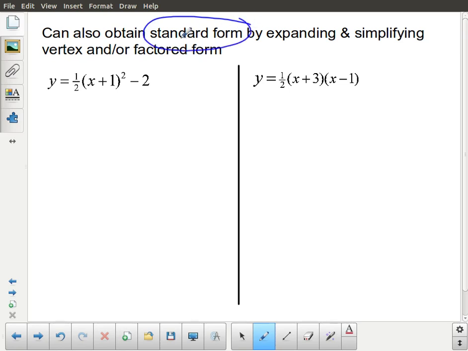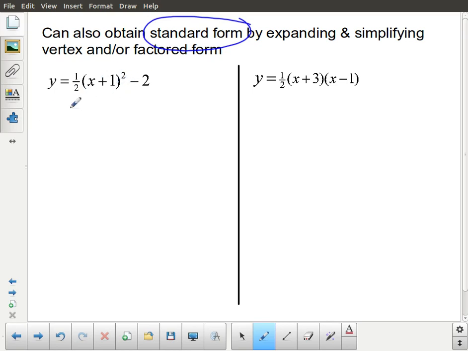Standard form is simply the expanded form. We get a lot of our parabolas given to us in standard form, but from something like a graph, it's actually not where we want to start. So if you want to find standard form, you would normally find either vertex form or factored form, and then you would expand and simplify one or both of these to figure out standard form. And I'm going to go through those steps with you.